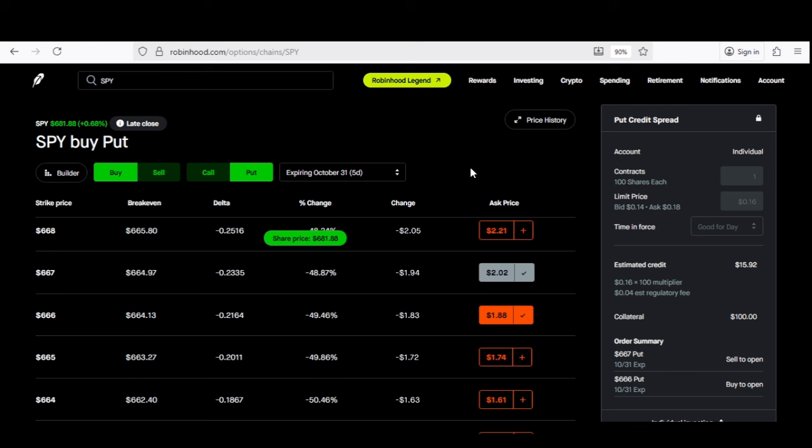Now, the chance of profit we chose was 80%. That means there's also a 20% chance that this trade is going to go against you. So remember, always do your own due diligence and do not invest any amount of money that you're not willing to lose. So there you have it, investors and future investors.